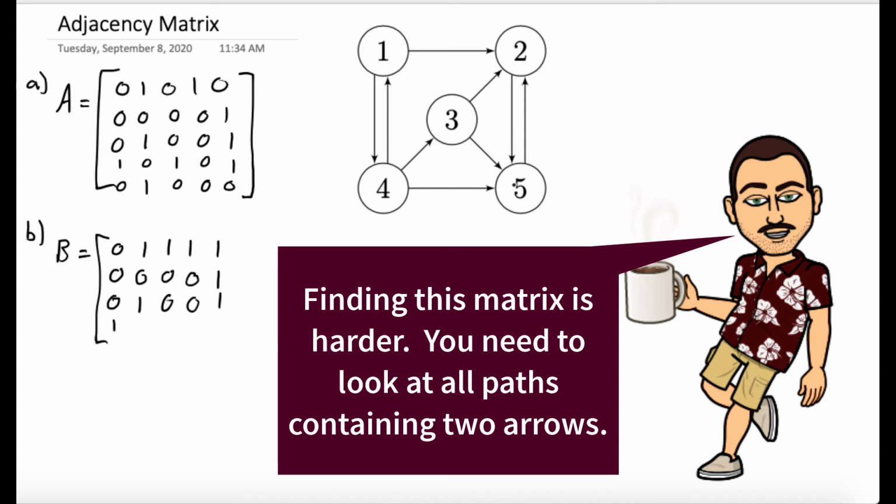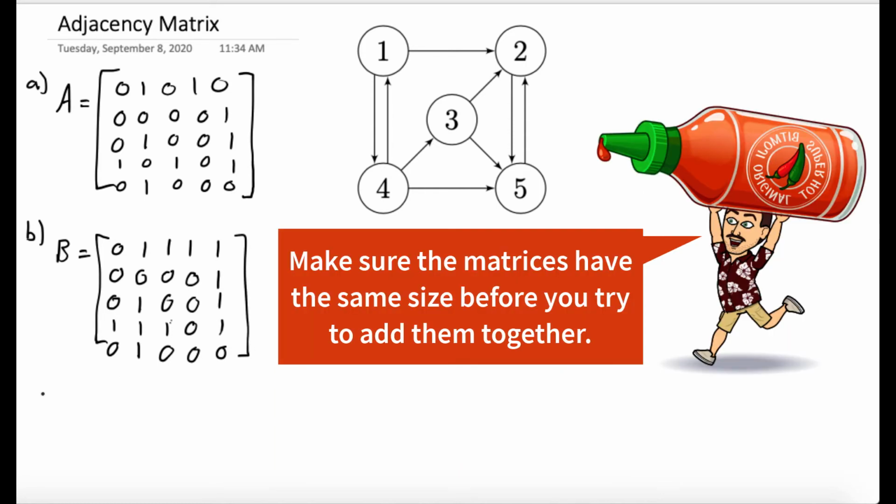Player 4 defeated player 1 and defeated player 5 who defeated player 2. And you could see how we do the rest. For player 5, the only player 5 defeated was player 2, and the only player 2 defeated was player 5. So we're going to have a 1 in column 2 and zeros everywhere else. So making the matrix B is a little bit harder than making the matrix A, but both are relatively straightforward. Now we want to add the two matrices.